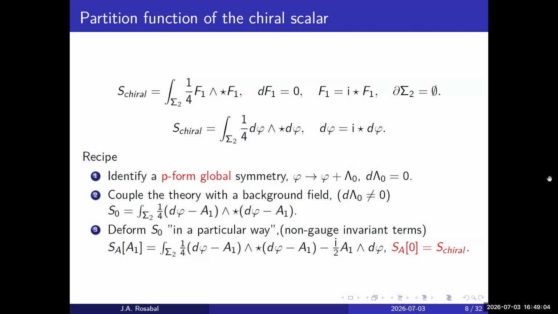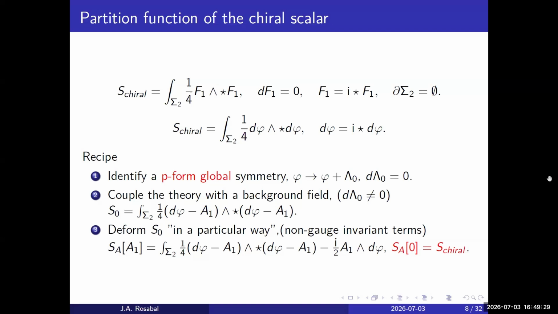You have to introduce a deformation. And why do I want to introduce a deformation? Because I want to have a non-gauge invariant action. And this is unusual. I know that this is very unusual. I want to have a non-gauge invariant action. This term is not gauge invariant. Well, this term is gauge invariant. This one here is not gauge invariant, similar to the previous example.